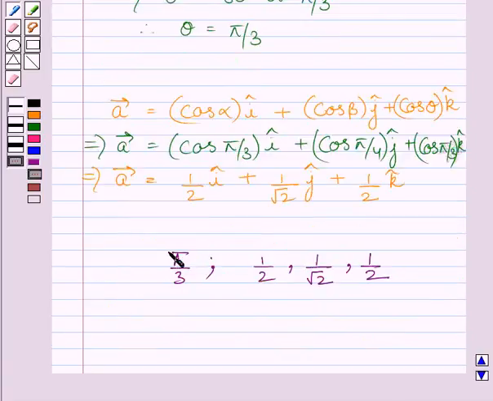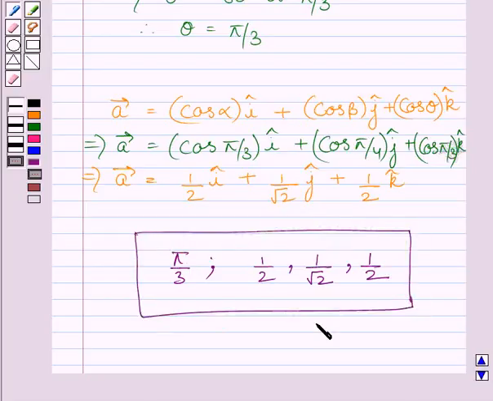So we get value of theta is equal to pi upon 3 and components of vector A are 1 upon 2, 1 upon root 2 and 1 upon 2. This is our required answer.